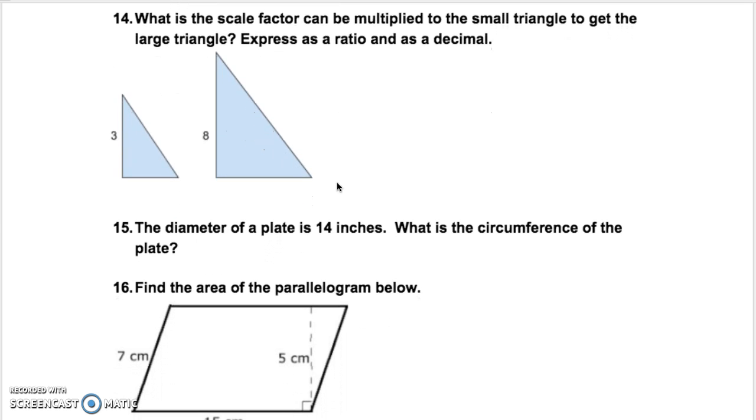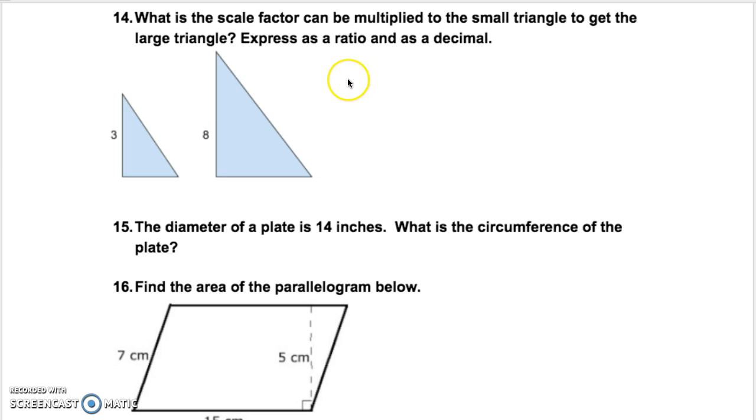Number 14. What is the scale factor that can be multiplied to the small triangle to get the large triangle? Express as a ratio and as a decimal. So once you get the ratio, then you can express it as a decimal as well.